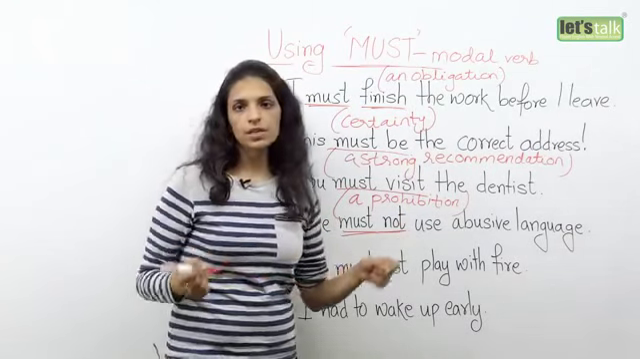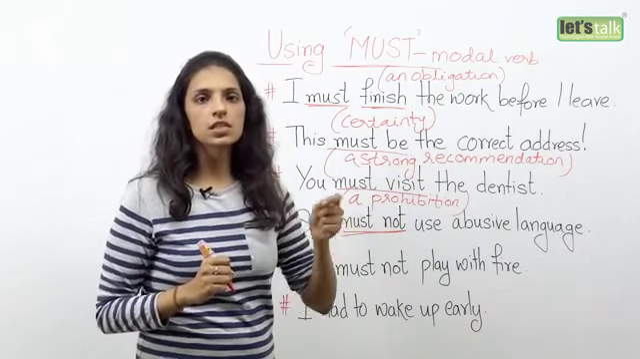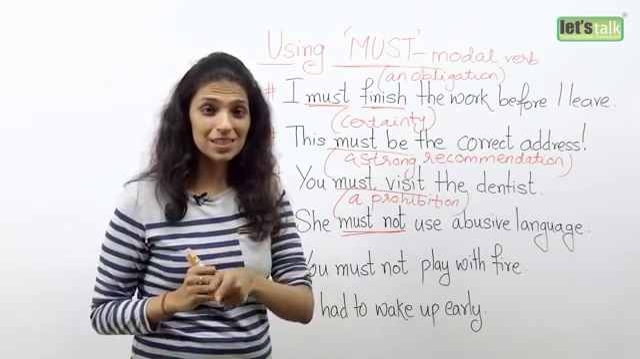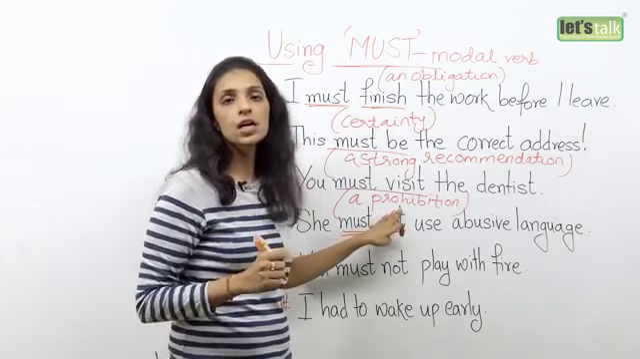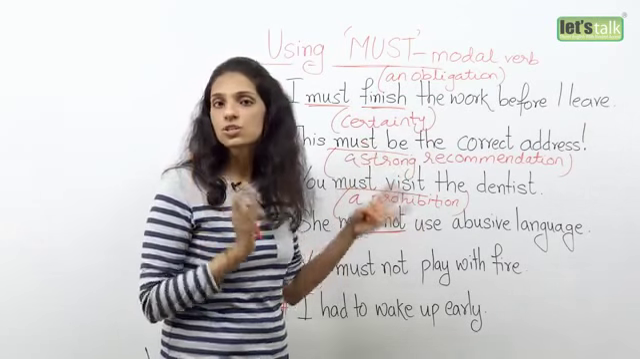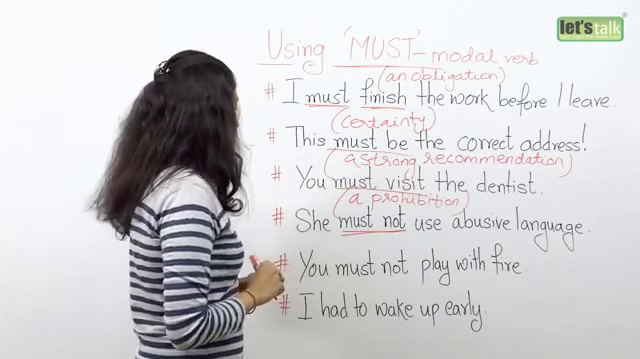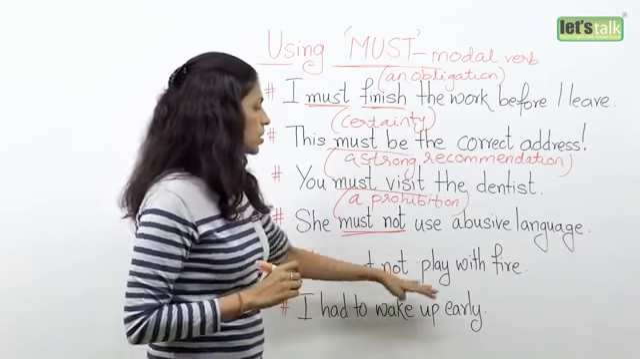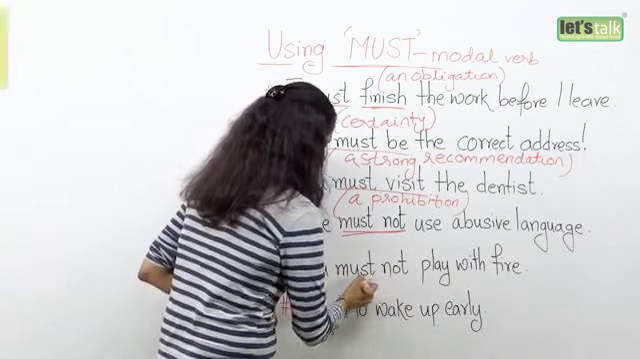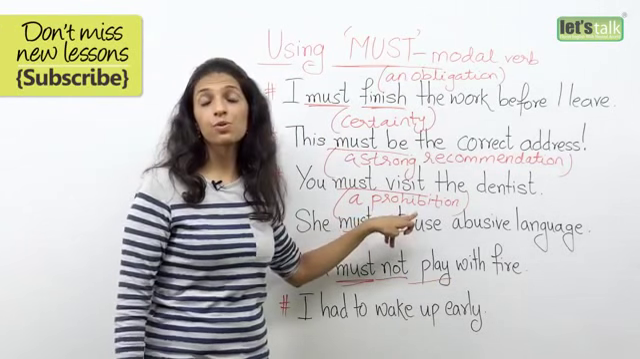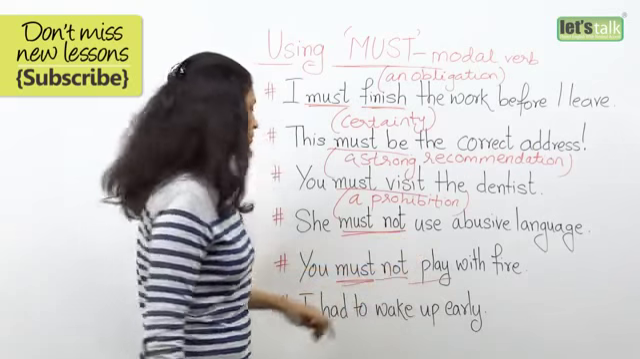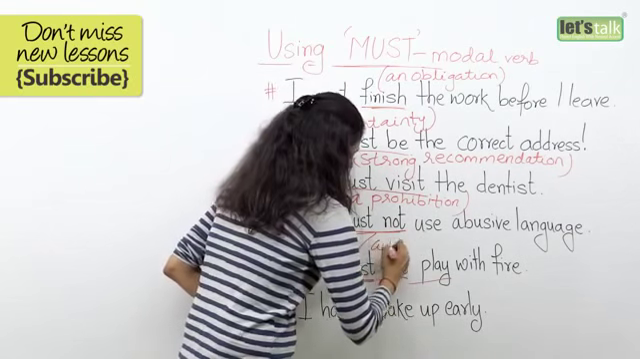So you have all the mothers telling their children, you must not leave your homework incomplete. You are prohibited from doing it, so you better do your homework. A prohibition, must not. The next example, you must not play with fire. A prohibition. You are prohibited from playing with fire.